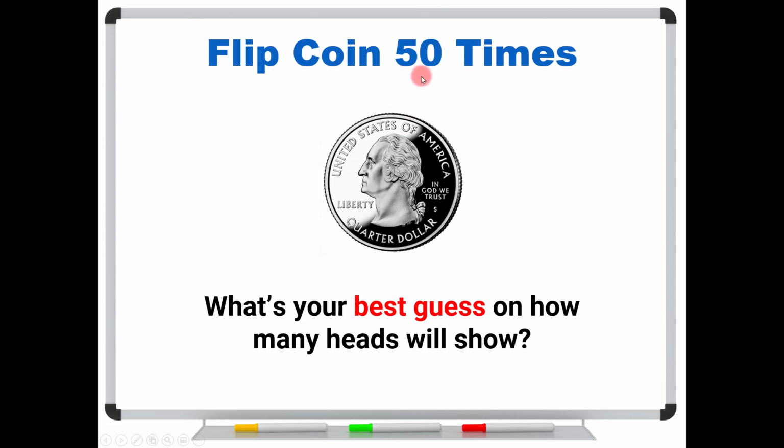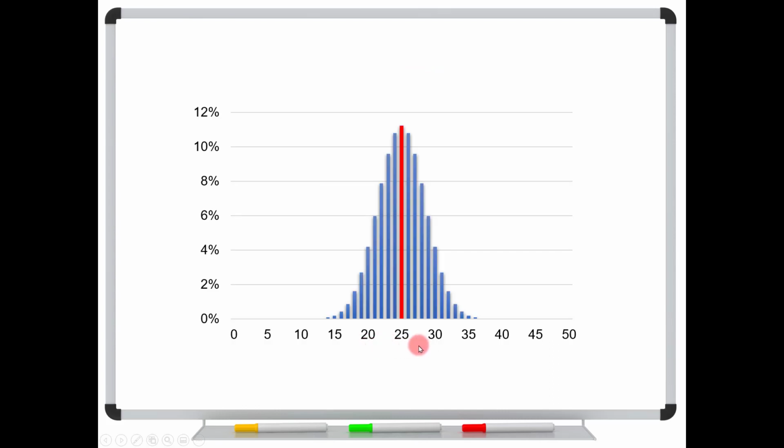Let's do it again for 50 flips. What's your best guess now on how many heads will show? Well, now this is the bell curve we would get. We're going to do the same thing, record the number of times that we get 0 heads, 5, 10, and so on. The worst we could do is to get 0, the very best we could do is to get 50, but our best guess is right here in the center at 25, right on that red bar. But look at the percentage of times that you'd be correct. It's actually dropped to about 11%, and that means you're going to be wrong 89% of the time.